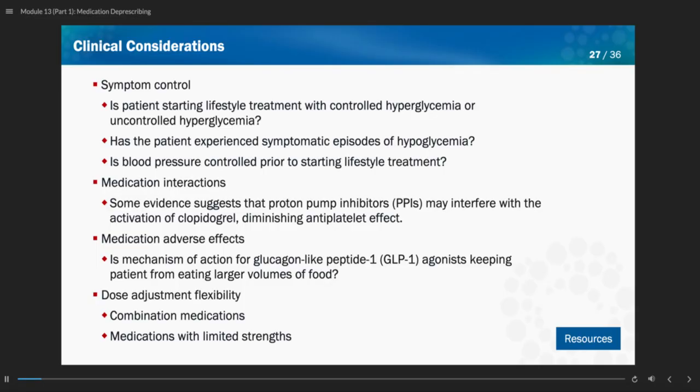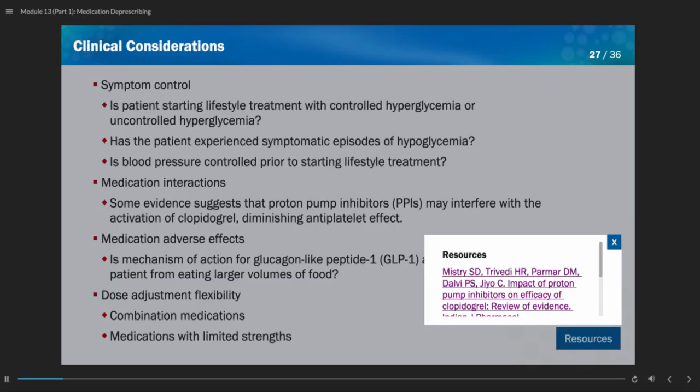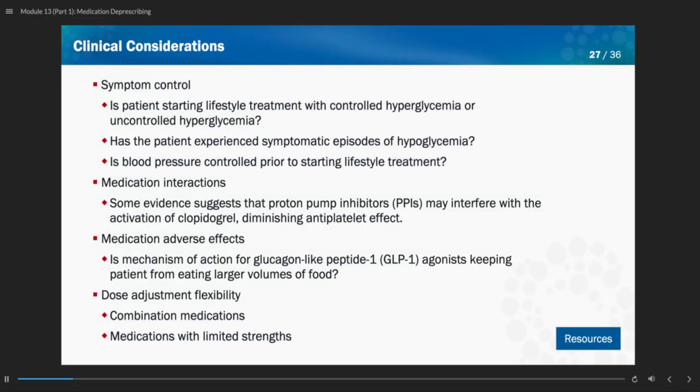Is the patient starting lifestyle medicine treatment with controlled hyperglycemia or uncontrolled? Why does this matter? If they are already controlled and they're getting ready to start a whole food plant-based diet, we're going to need to taper down their medications faster than someone who is very uncontrolled.